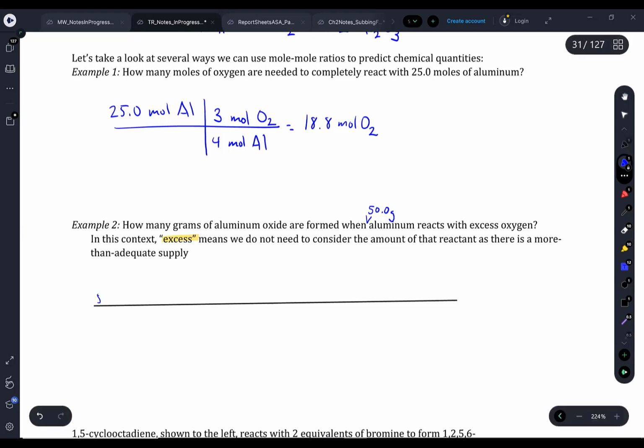So if I have 50 grams of aluminum, we're just going to do something very similar to what we did in the last problem. We first need to get it into moles. So what number do I need here? We're going from grams of aluminum to moles. Good. Yeah, the atomic weight of aluminum is 26.98. So I've got 26.98 grams of aluminum in a mole of aluminum.